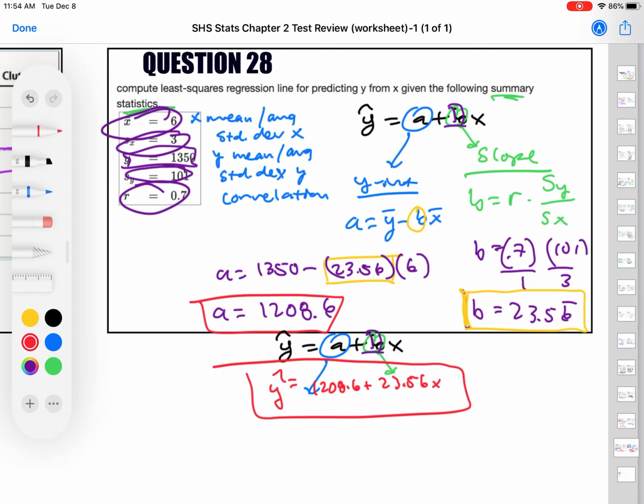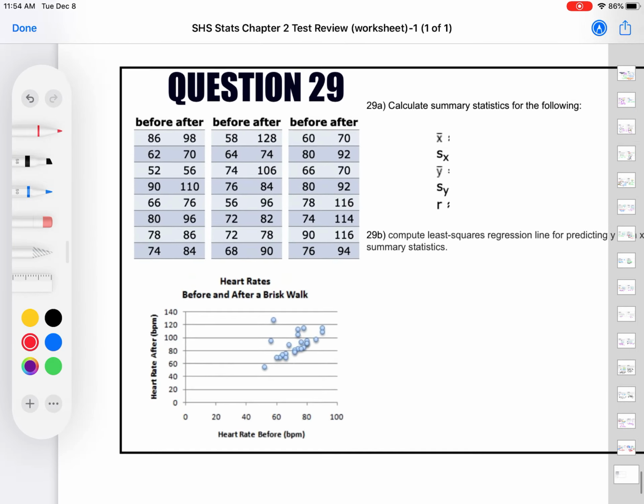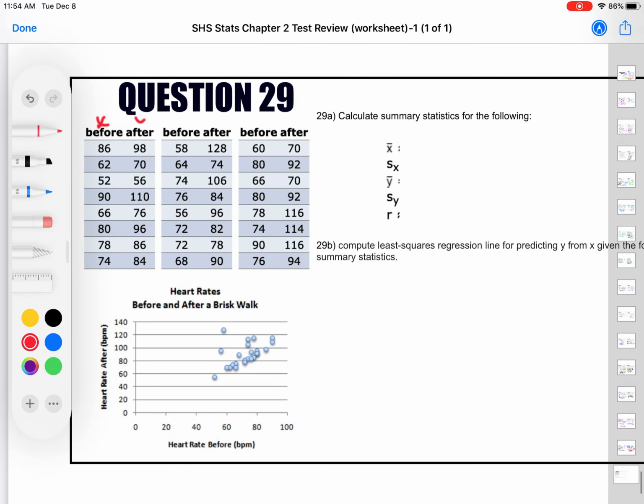And then the last one, if you guys put those numbers into your list, question number 29. Remember this is your x, y, x, y, x, and y. You're going to have to run your one var stats. So put it into your list, then stat, calc, and then one var stats for each of the lists. Let's do that.